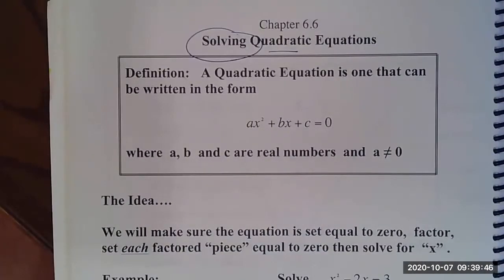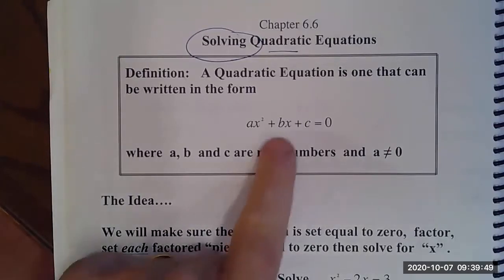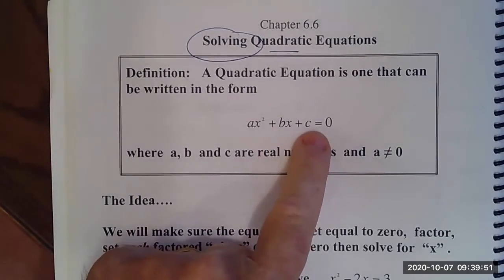So your job needs to make sure you get everything where it's set equal to 0.